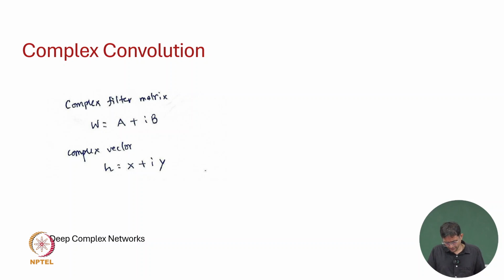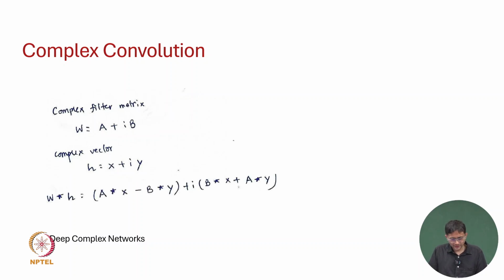So first, we're talking about CNNs. To define a CNN, the first thing we need is convolution. So let us first define complex convolution. Let's say we have a complex filter matrix W equal to A plus iB, and at the same time a complex vector h equal to x plus iy. Now with this W and h, we can simply produce the convolution of W and h as (A convolve x minus B convolve y) plus i(B convolve x plus A convolve y).